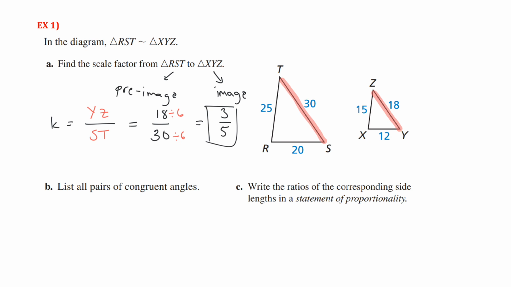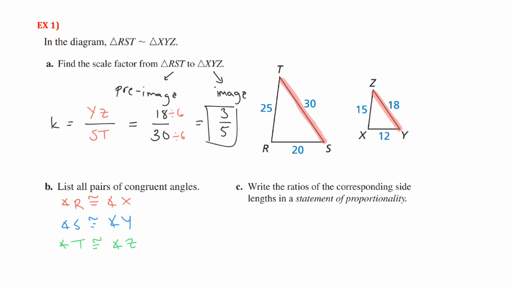All right, Part B. Part B asks us to list all pairs of congruent angles. If you're having difficulty looking at the triangle and doing that, again, just refer back to the naming up at the top right here. I have angle R, and because angle R is the first letter, I need to match it with angle X, also the first letter. Then we have angle S is going to be congruent to angle Y, both of them are the second letters. And last but not least, angle T will be congruent to angle Z. Both of those are the last letters.